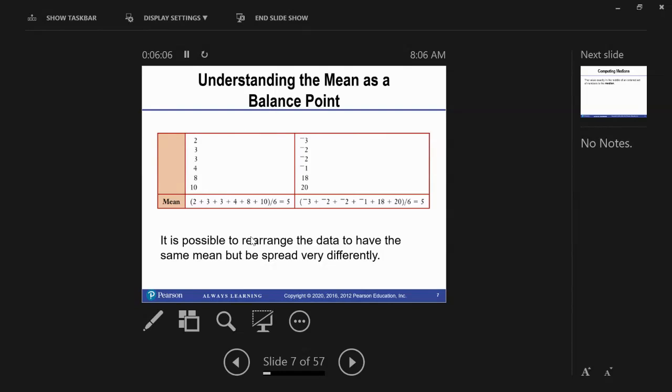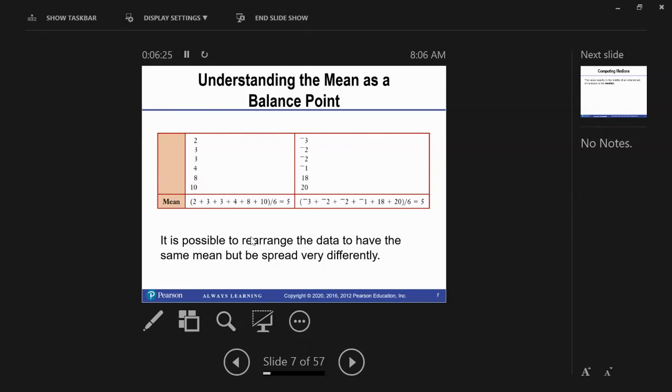Over here, when I look at these data points, I have some negatives in there. It goes from -30 to 20. If I add all of those together and divide by 5, I also have a mean of 5. Okay, well, these sets of data points have the same mean, but they are very different sets of data. Do you see what I'm talking about here?